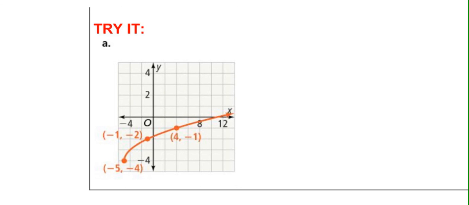Just to remind you, right? First, do your parent function, right? It starts at (0, 0). Okay. And then it should be (4, 2). And then it should be (9, 3). Okay, because we know our parent function, f of x, is the square root of x.